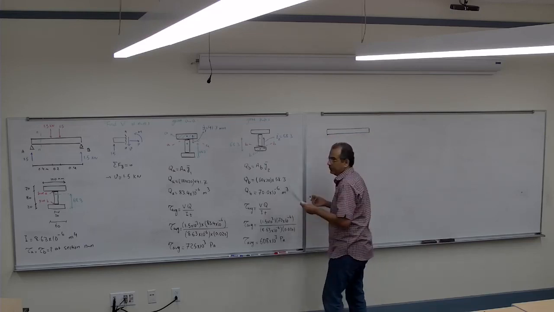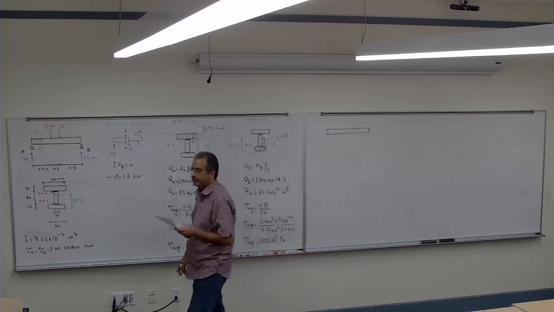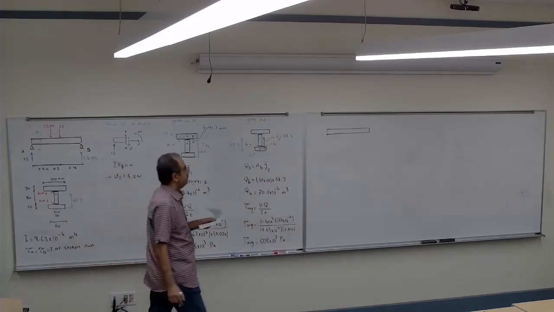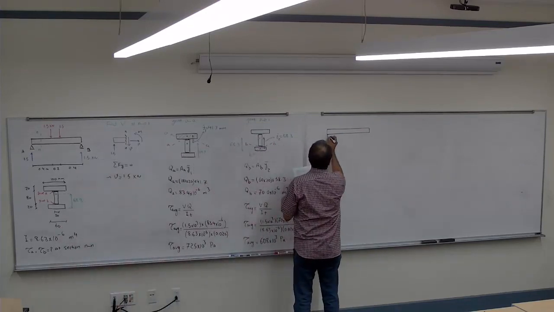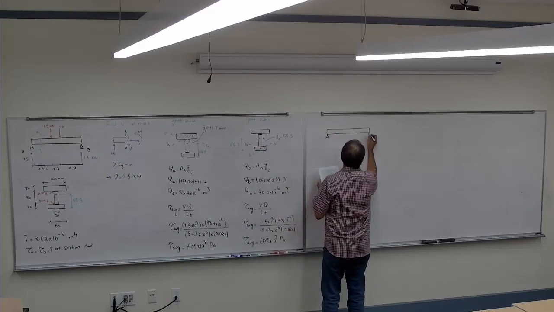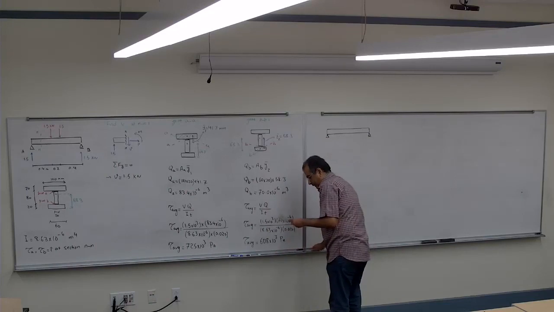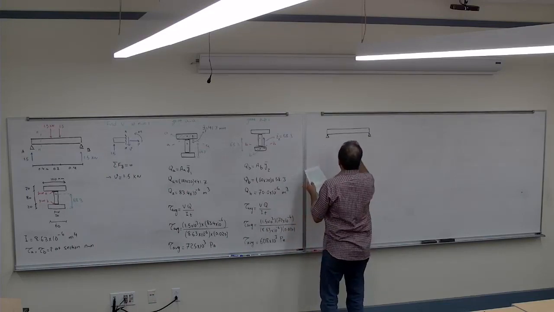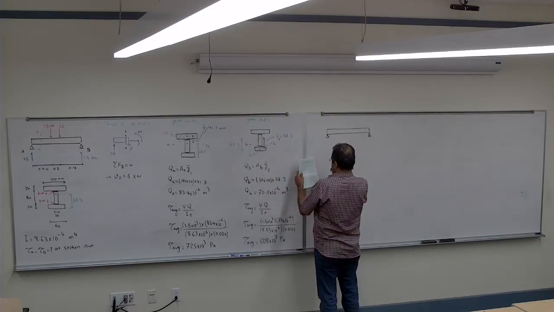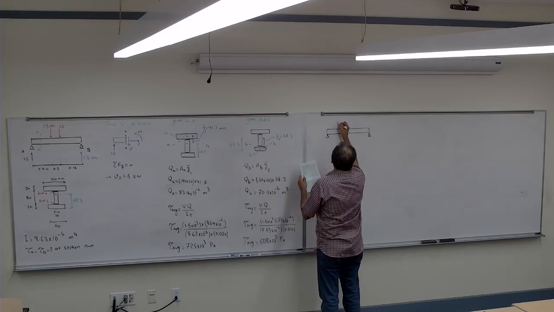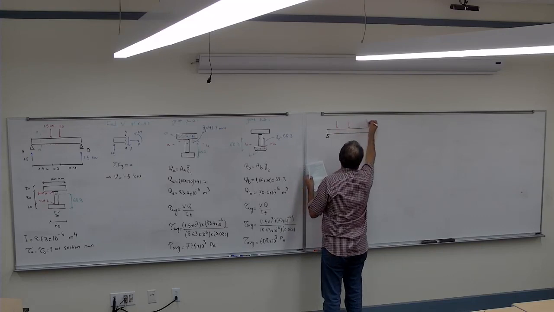And assume we have a simple support. So we have simple support here. Then there are 3 concentrated loads. One is here, one is here, one is here.